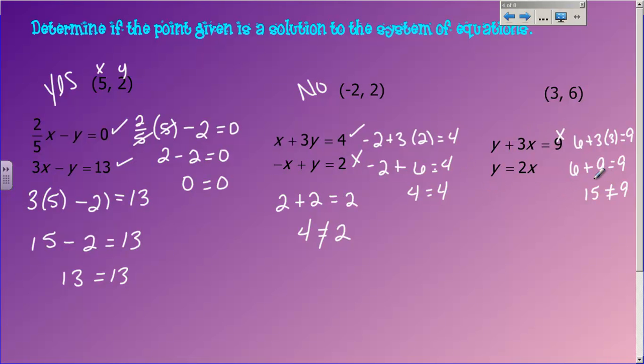There is no need to check the second one because it didn't work for the first, so therefore it's automatically a no. If it doesn't work for one of them, then your answer has to be no. And that's how we test to see if something is a solution.